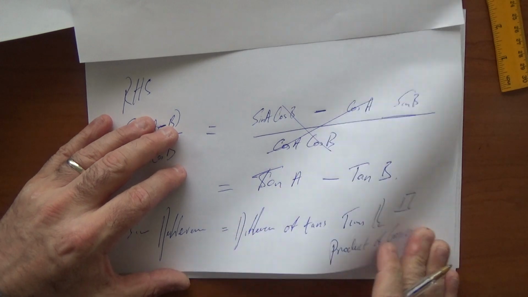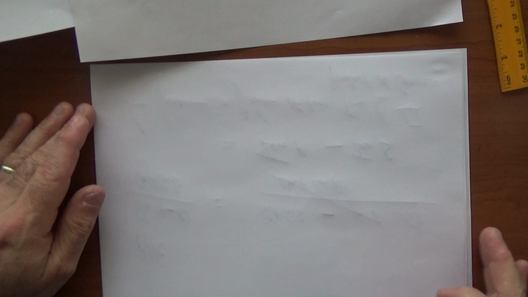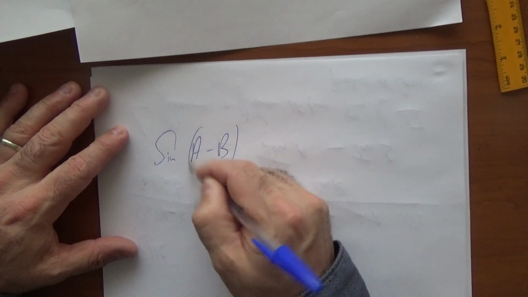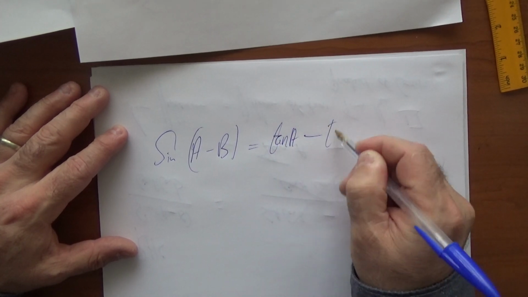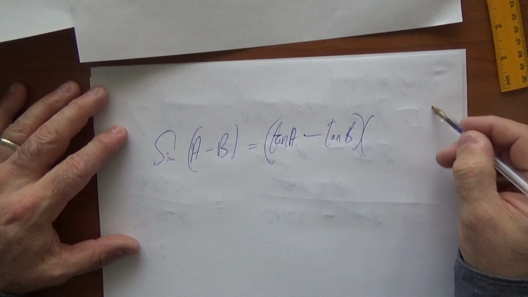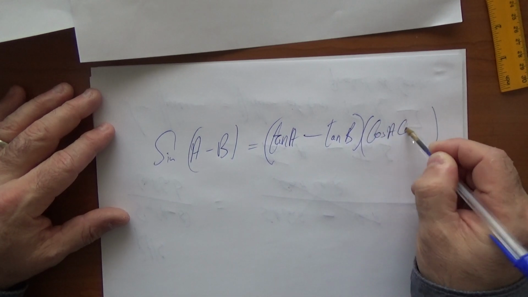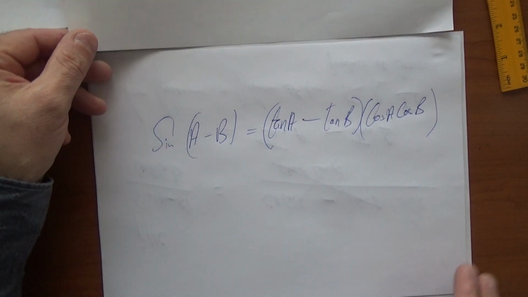Okay, and you try to get a feel for that, see, oh yeah, that's now in my toolbox. Now it's a challenge: could you repeat that? Could you produce that formula? So the sine of a difference is equal to the difference of tans multiplied by the product of cosines. Okay, great.